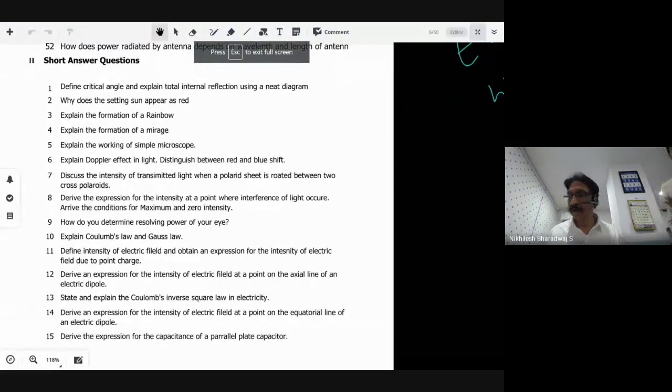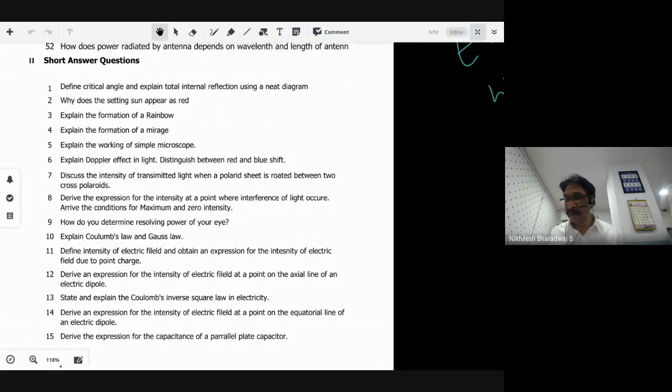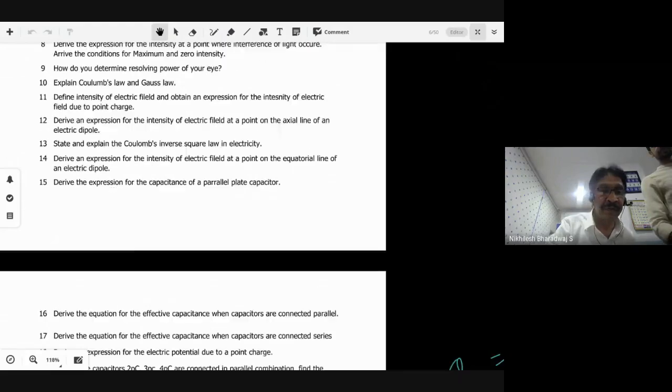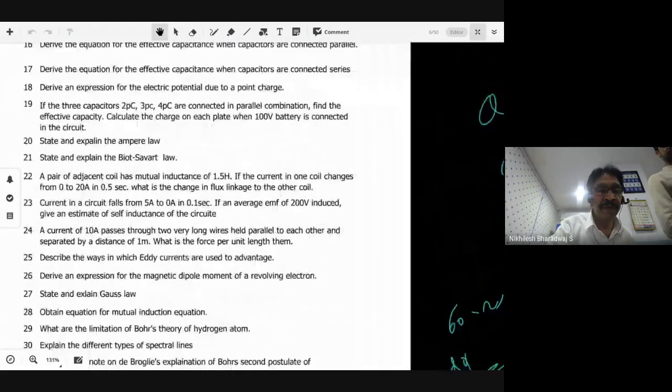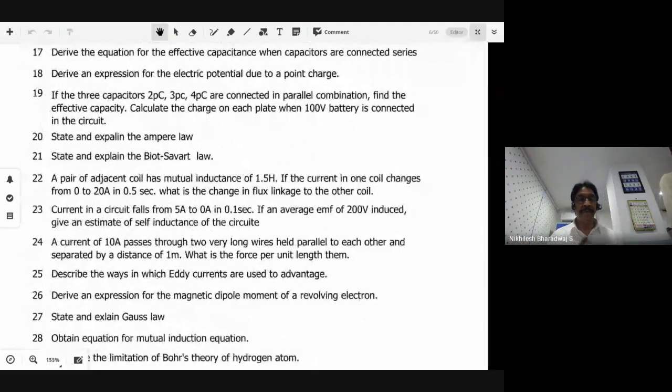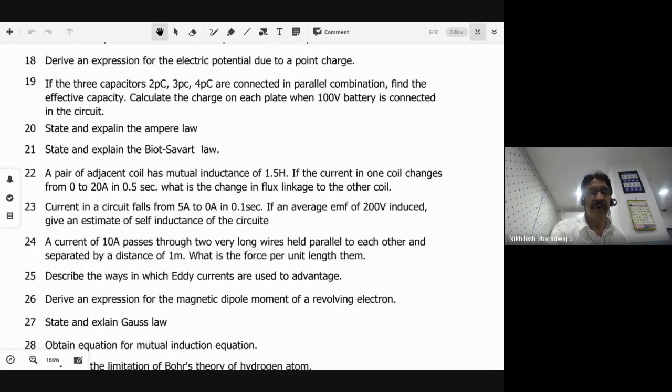Now coming back to the problems which are given in this. Yesterday we discussed the 22nd problem in short answer questions. Can you see the board? What is the 22nd question which is on the board screen?